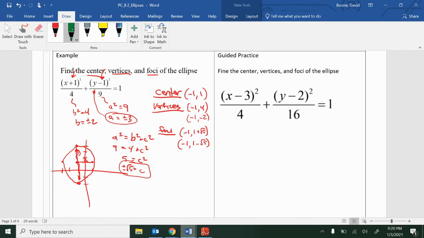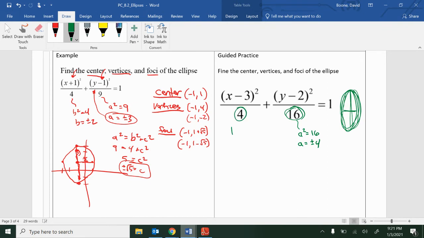So when I look at this one, again, I see a bigger number right here. So again, I know this is underneath the y. So I know it's going to be an ellipse that's elongated in the y direction, not the x direction. Okay. So knowing that this is the bigger one, again, that's my a squared value. So my a value is plus or minus 4. Okay. That's going to help me determine that major axis.